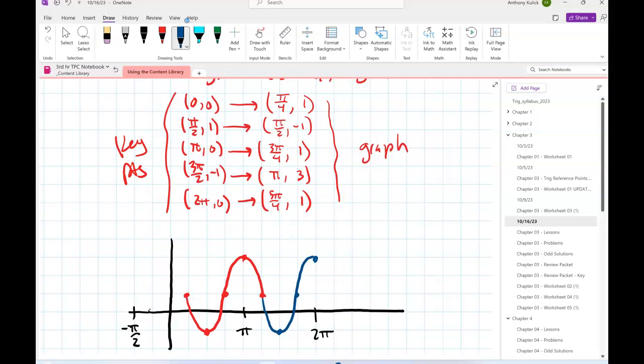And then if I start here, this is kind of like the end. So before the end, we're at the high point, and then back to the middle, and then down to the low point. So it would look like that.